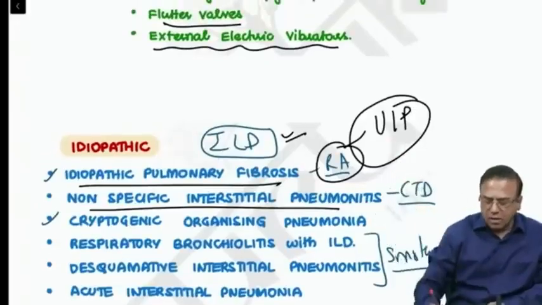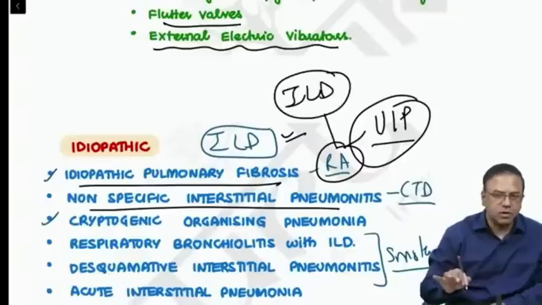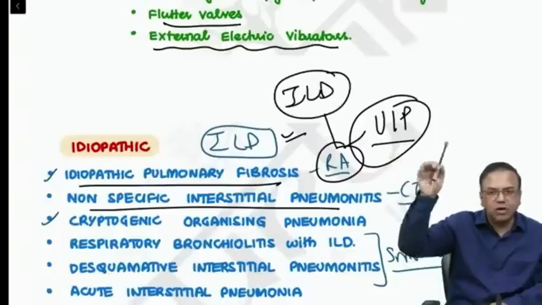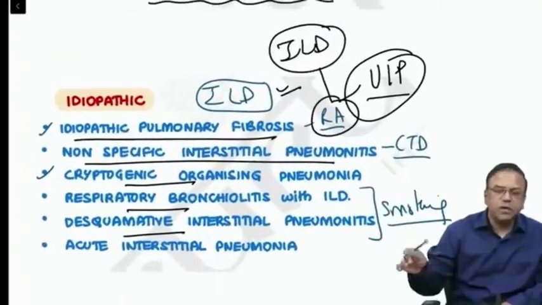So in RA, in rheumatoid arthritis, when interstitial lung disease occurs, nobody gives steroids in the treatment because it is usual interstitial pneumonia. It will not respond to steroids. Then you have cryptogenic, RBILD and all that. Rest of them you don't have to know. Just the name you should know.